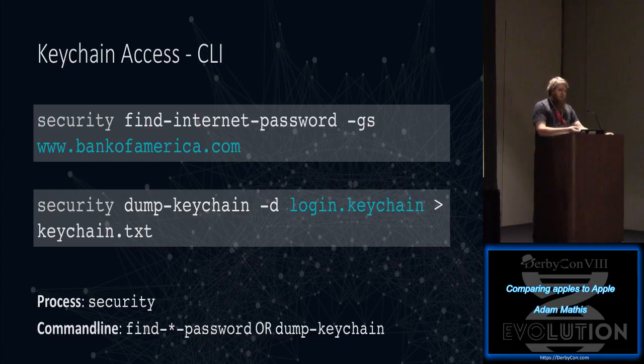So here's a couple of different ways that you can interrogate that database. With find-internet-password, just pass it the name of a URL. If it exists and you have that password from the user, you can pull that out in clear text. You can also dump the keychain out into a text file. Apple does have a nice little pop-up box that comes up and says, hey, this program wants to get access to your keychain. Is that cool?